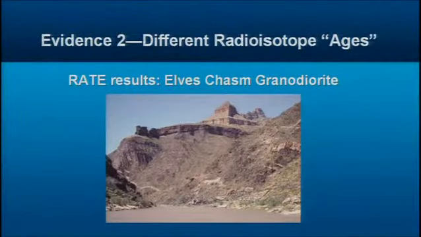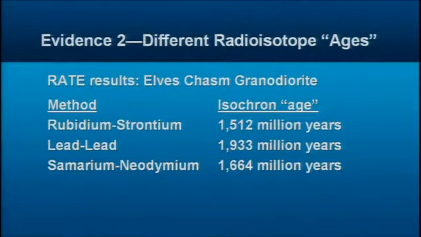They're not even close. And then there's a granite, the Earl's Chasm granodiorite, a type of granite in the Grand Canyon. And the rubidium-strontium gave an age of 1,512 million years, the lead, 1,933 million years, samarium-neodymium, 1,664 million years. Again, a great variance in these results.